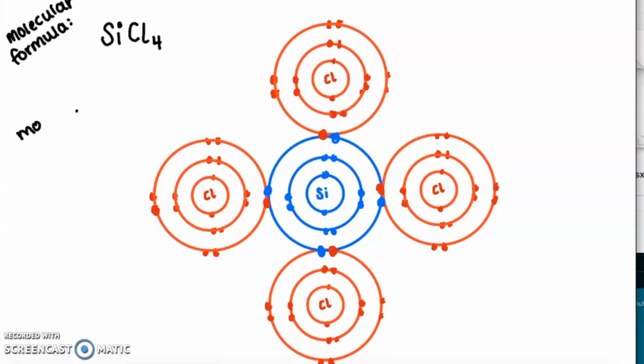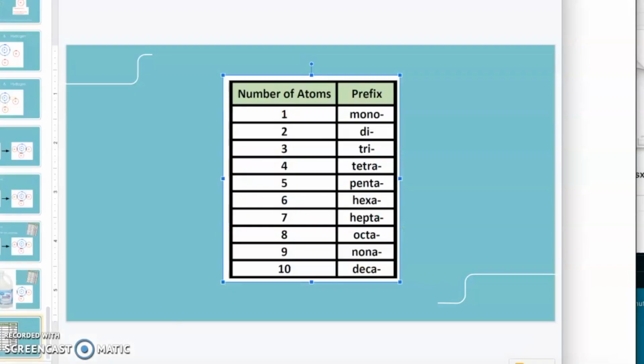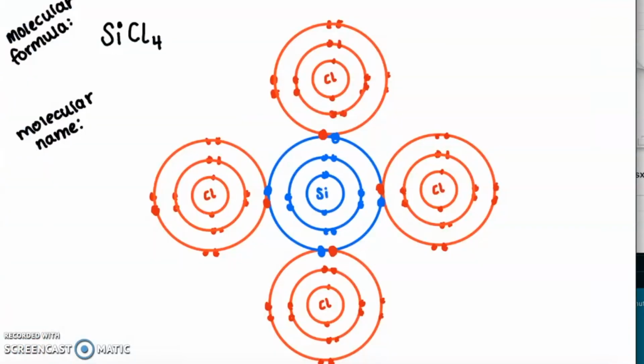To come up with the molecular name, what we would actually say to each other, we need to consider our prefixes. Let me bring those up again. Here is our table of prefixes. So the ones that stand out to me right now are mono, because we had 1 silicon atom, and tetra, because we had 4 chlorine atoms. So writing this out, I would have mono, or 1, silicon, and tetra, or 4, chlorine.